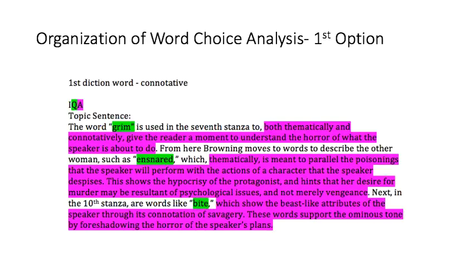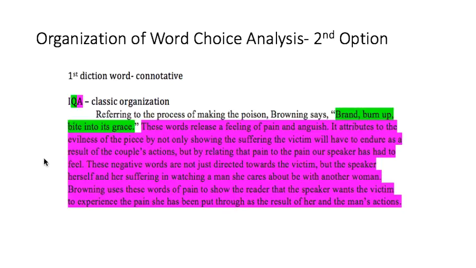Another way to organize it is, let's say your quote is one line from the poem. So in this one, it's "Bran, burn up, bite into its grace." Okay, so that goes together, and that's going to be what you're going to be analyzing. So you have your quote, then you would have your analysis.